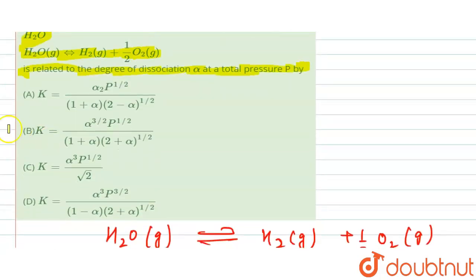So let's see the options. In the first option we have alpha to the power 3 by 2, but here we have 1 plus, and here we have 1 minus. This is incorrect. This one is our correct answer. D is our correct answer.